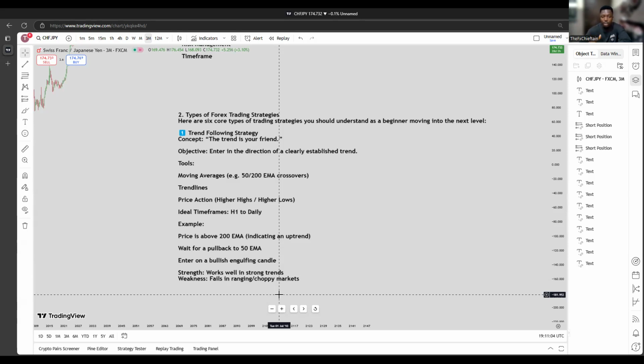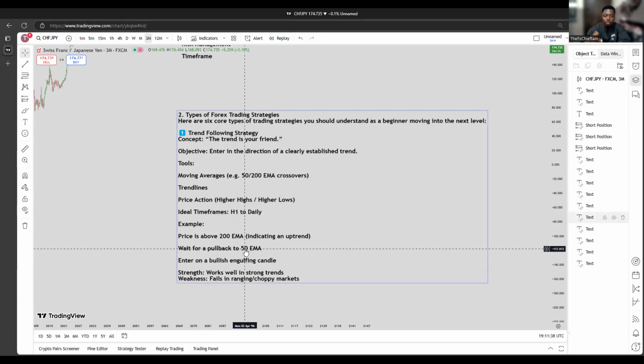The objective here, we said, is to enter in the direction of a clearly established trend. Then we have the tools we can use: moving averages, when you tweak them to the 50 and the 200 EMA, that's the exponential moving average crossovers. Then we have trend lines. Then we have price action, which has to do with our higher highs and higher lows, as we've always studied. Then we have the ideal time frame for this trend trading strategy. This ideal time frame is the 1 hour to the daily. And we have an example here.